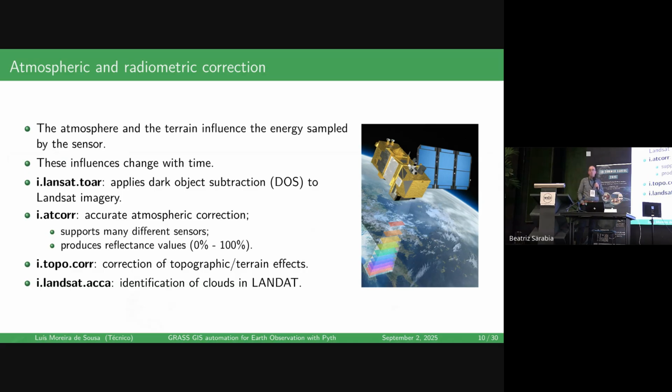And you also have ways to correct for topography. And again, also for Landsat, you have a special module to identify clouds. So these days, if you access data from Copernicus, a lot of this has been done for you. You don't need to worry so much. But if you were working with other sensors or with historical Earth observation data, all of this might come in handy.